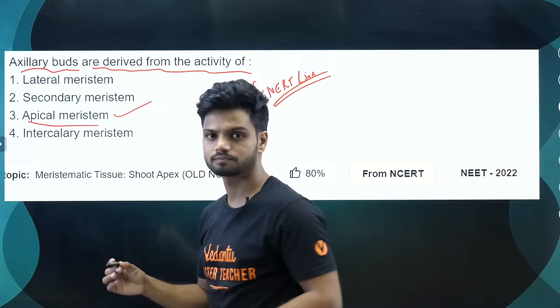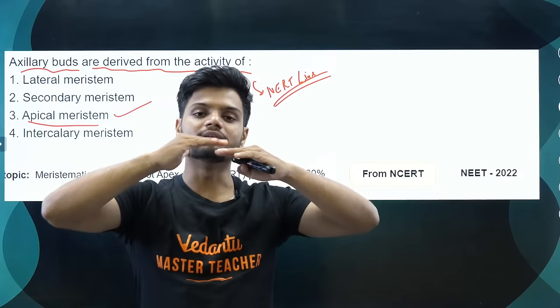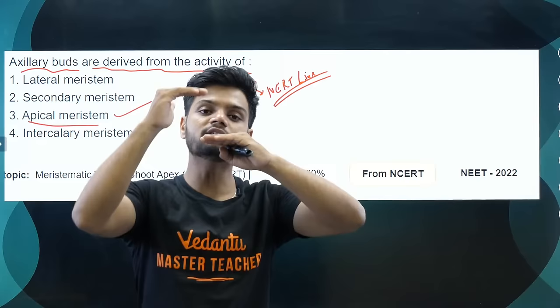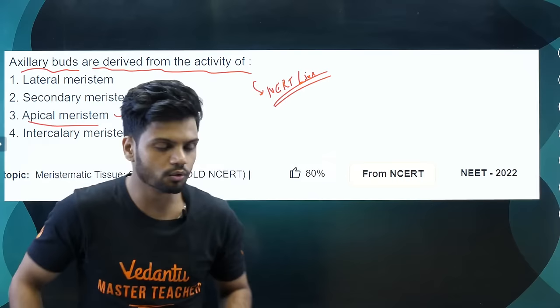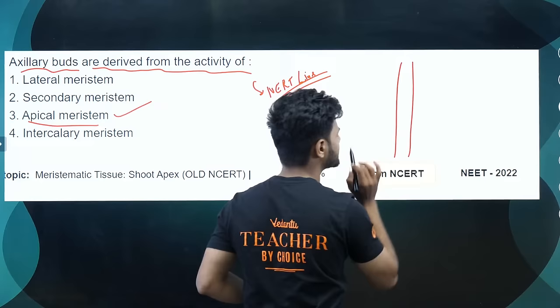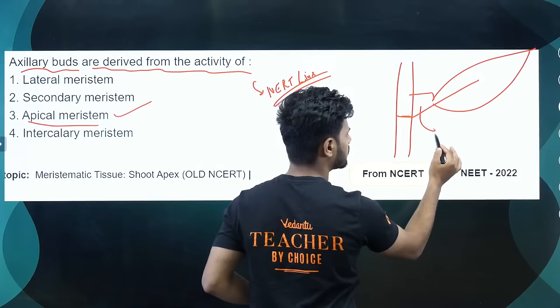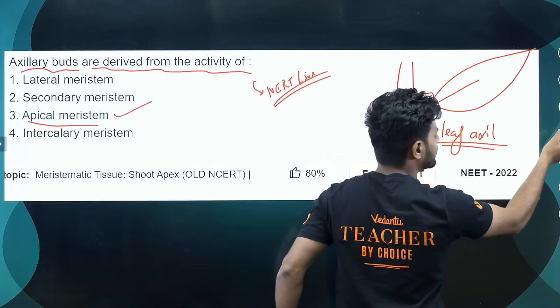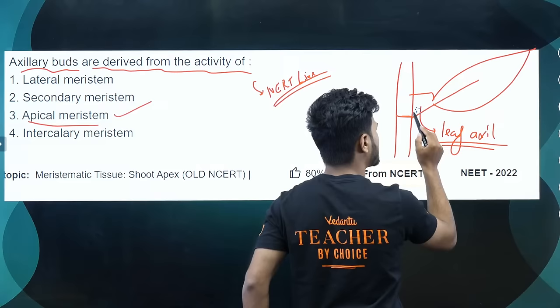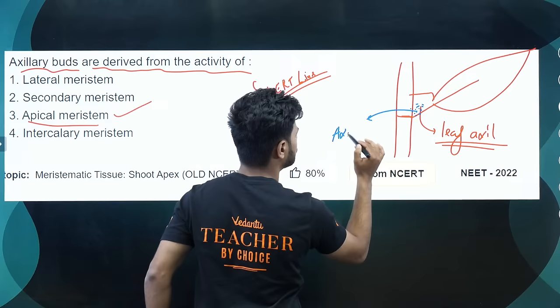See, students, when the apical meristem is growing, listen to me very carefully. When the apical meristem is growing, some cells are left behind. As the leaves are developing, some cells are left behind. Those cells form your axillary bud. See, this is your main stem which is growing. This is the nodal region. In this nodal region, we have a leaf here. One leaf is developing. This part is called the leaf axil. In this leaf axil, some cells are left behind. These cells form the axillary bud.